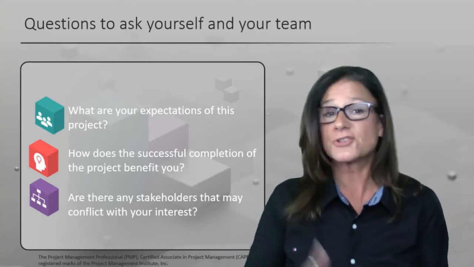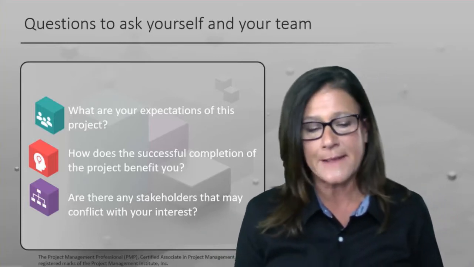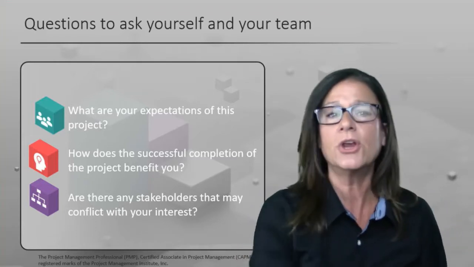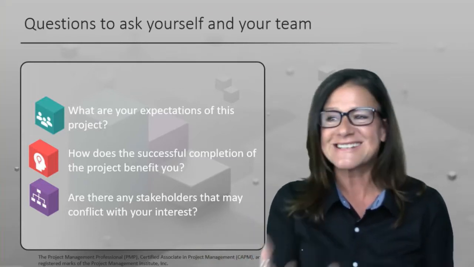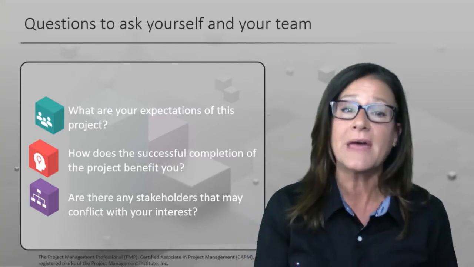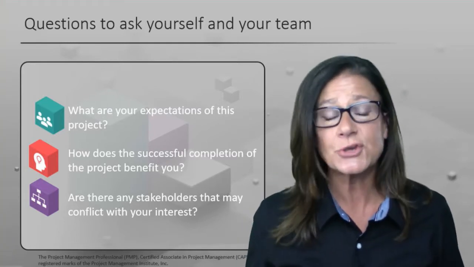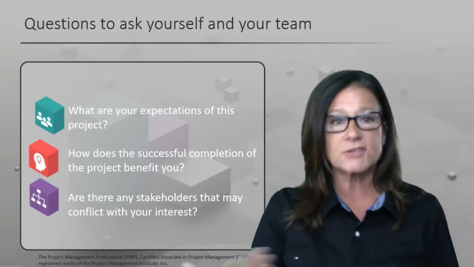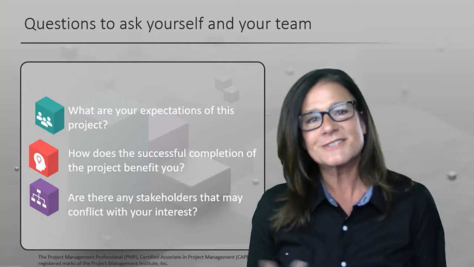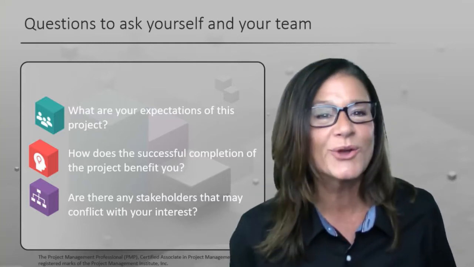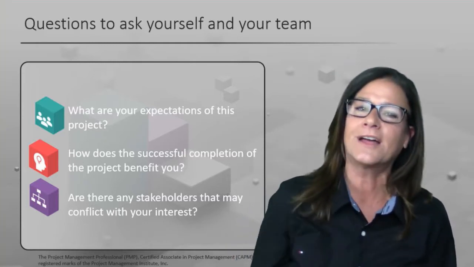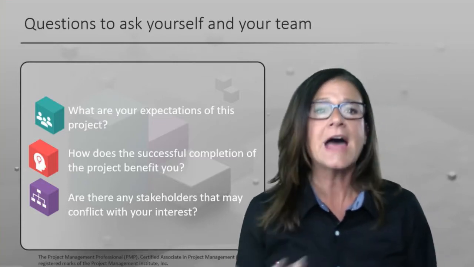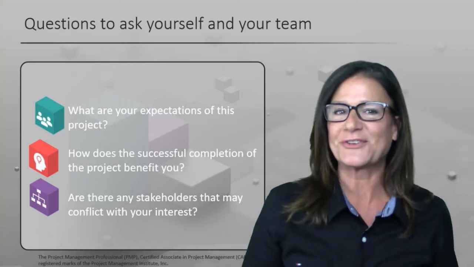So as a project manager, we need to talk to our teams and say, what are your expectations for this project? Hey, stakeholders, what are your expectations? How does successful completion of this project benefit you? The answers could be very different. Benefits the team in one way, benefits the customer, the sponsor, the organization, and others. And it happens, are there any stakeholders who maybe are in a little bit of conflict with your interests or the project's interests? And how do we interact with those difficult stakeholders?